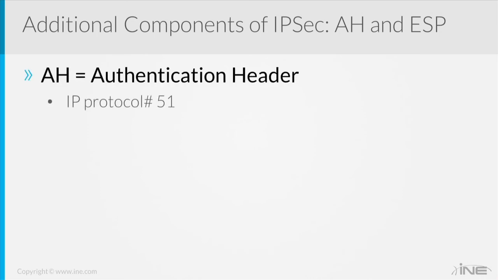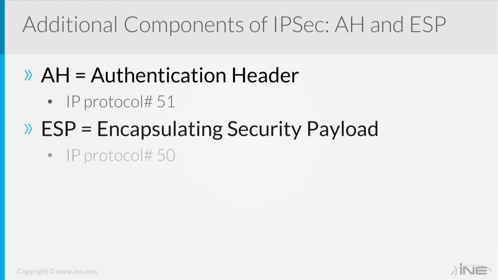So AH is authentication header. And yes, here's another number you've got to remember, IP protocol number 51, so that'll be in the IP header. And ESP is the encapsulating security payload, which is IP protocol number 50. So just based on the fact that these are IP protocol numbers gives you a little bit of a clue as to what's going on.